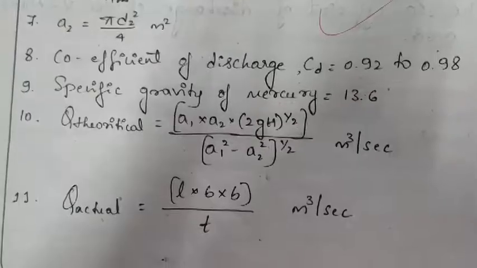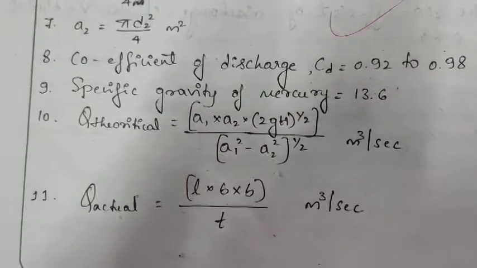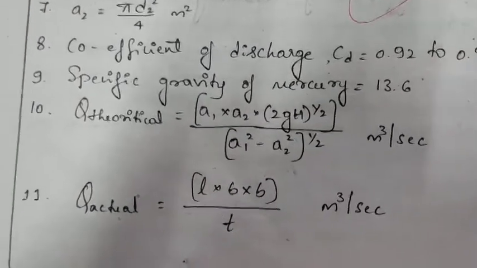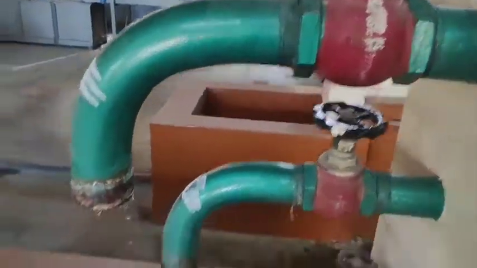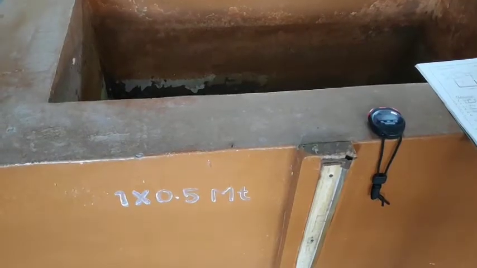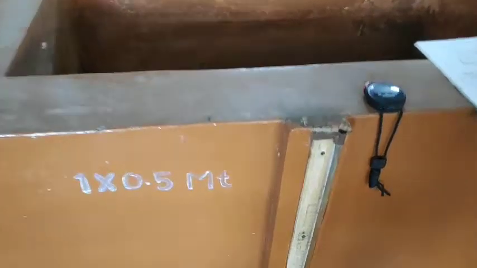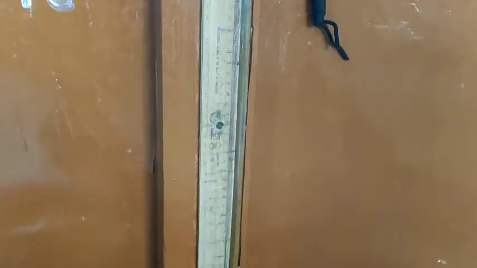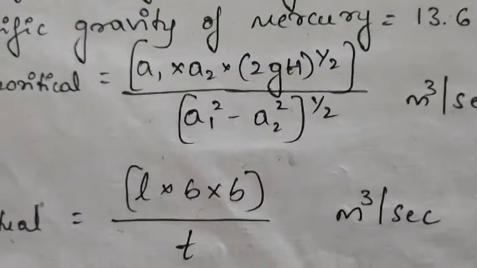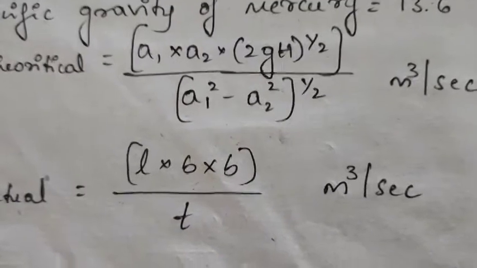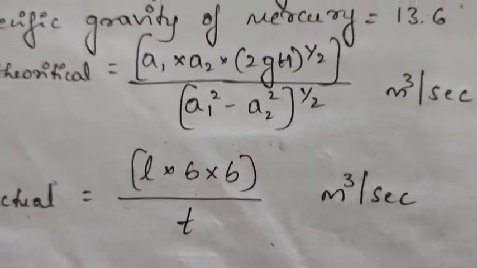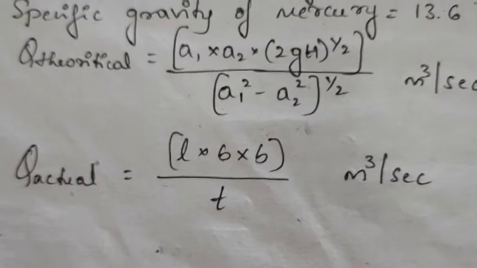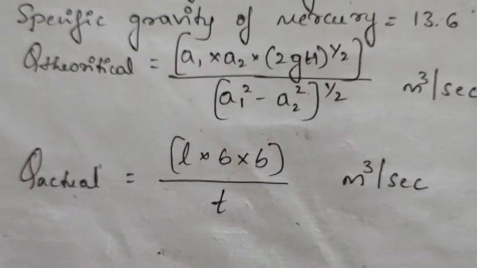In this lab, we are supposed to find the coefficient of discharge, which is the ratio of Q actual to Q theoretical. Q actual can be found out by measuring the water flowing into the tank, which has a dimension of 1 meter into 0.5 meter, and here is a piezometer which measures the amount of water collected in the tank from outside, because it has the same head. Knowing that the length of the tank is 1 meter and the breadth is 0.5 meter, the height of water collected could be found out. Divided by time, it would give us the actual flow rate.